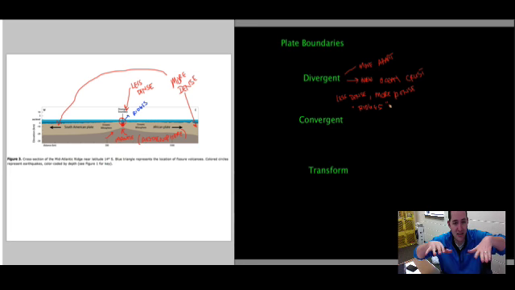And as that crust then moves out, it gets older and more dense, those ridges fall down. Okay, so that is divergent boundaries.